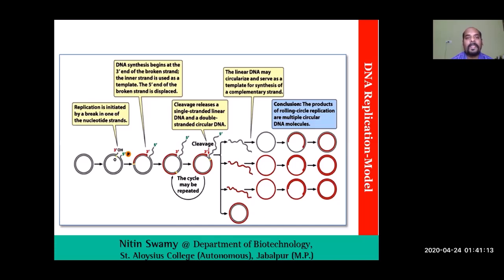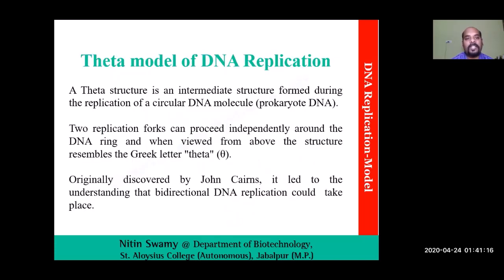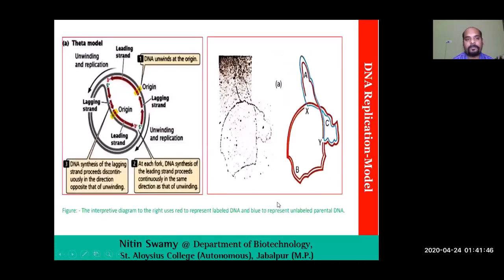And after that, we have one more model, that is the Theta model, which was given by John Cairns. He called this model the Theta model because the structure of DNA which he had isolated from E. coli during replication showed a structure which resembles theta, a Greek letter. And this model was also helpful in understanding the bidirectional DNA replication process. So if we see this diagram, we can easily get it.